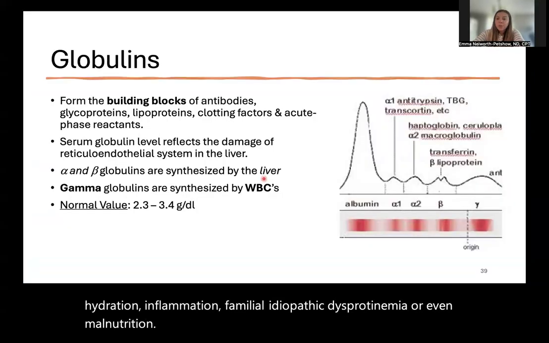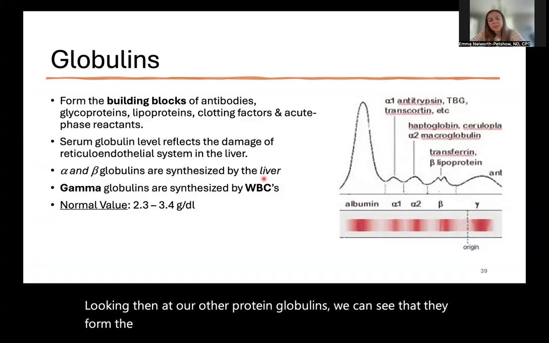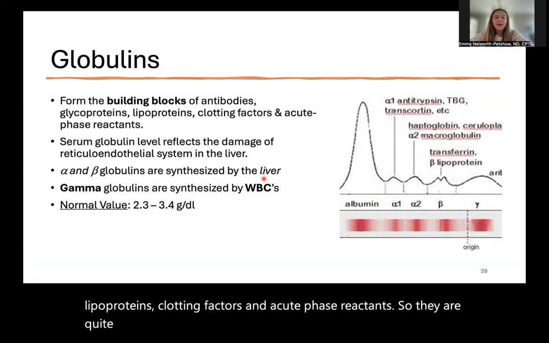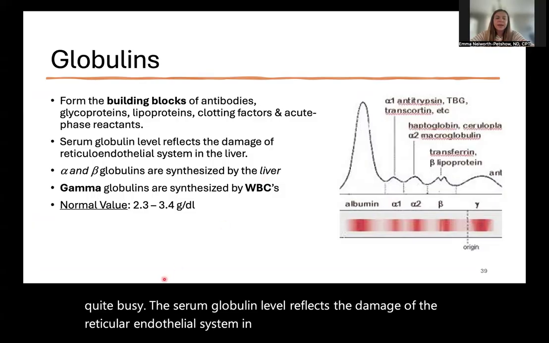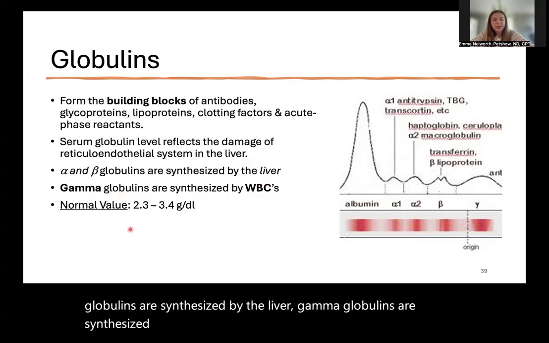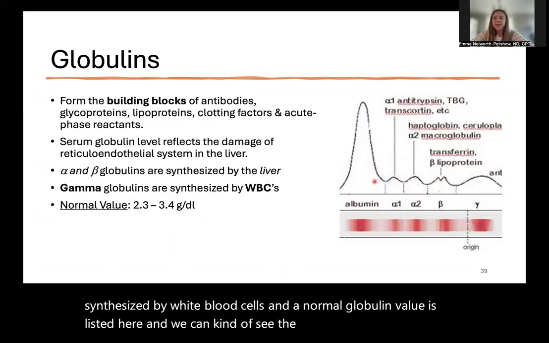Looking then at our other protein, globulins, we can see that they form the building block of our antibodies, glycoproteins, lipoproteins, clotting factors, and acute phase reactants. So they're quite busy. The serum globulin level reflects the damage of the reticular endothelial system in the liver. And our alpha and beta globulins are synthesized by the liver. Gamma globulins are synthesized by white blood cells, and a normal globulin value is listed here. And we can kind of see the difference in concentration from albumin to these others.